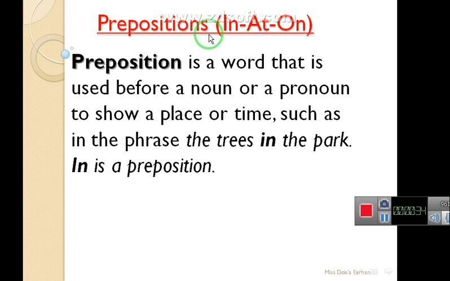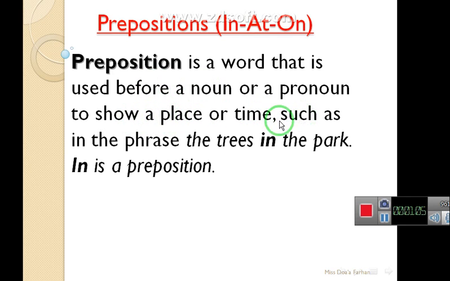So what does it mean preposition؟ احنا عارفين إن preposition حرف جر, but what does it mean in English? Here preposition is a word, هو عبارة عن كلمة that is used before a noun or a pronoun. So preposition is a word, كلمة نستخدمها فين؟ before a noun or a pronoun, قبل الاسم أو قبل الضمير, to show a place or time. نستخدمه لإيش؟ عشان يدل على المكان أو الوقت.